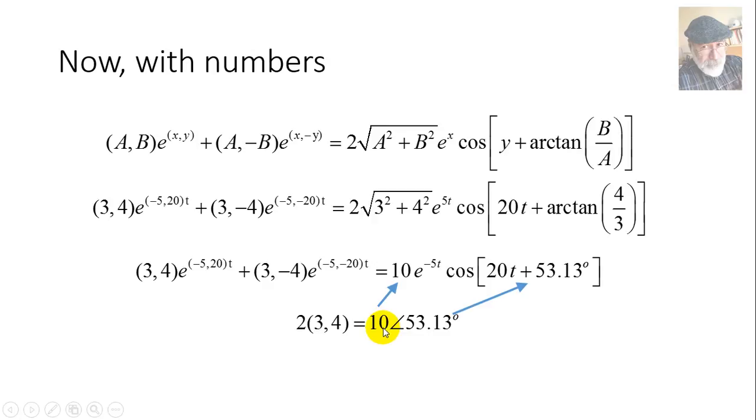And we say that actually is a decaying oscillation with an initial amplitude of 10, a decaying coefficient with a time constant of 1/5 of a second, an oscillating frequency of 20 radians per second, and a phase shift of 53.1 degrees. Neat, eh?